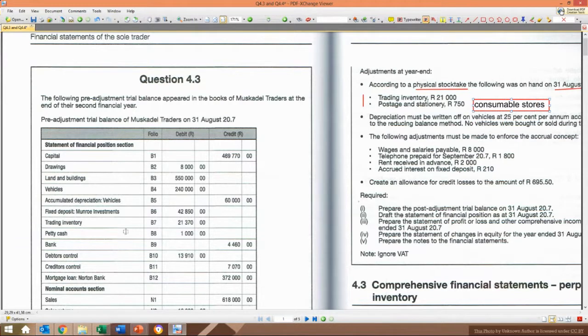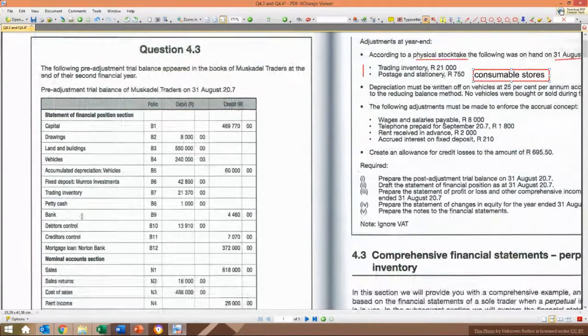So if we look here on the left hand side, we can see our trading inventory at the moment is shown as 21,370. So that should actually be 21,000. And if we look at that, we do not have any postage or stationery shown as an asset. So we would have to create that consumable stores amount as well.